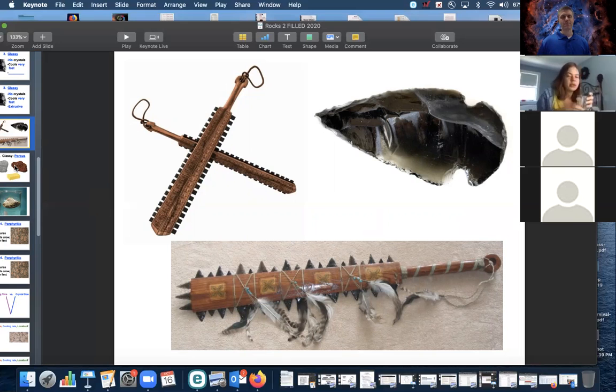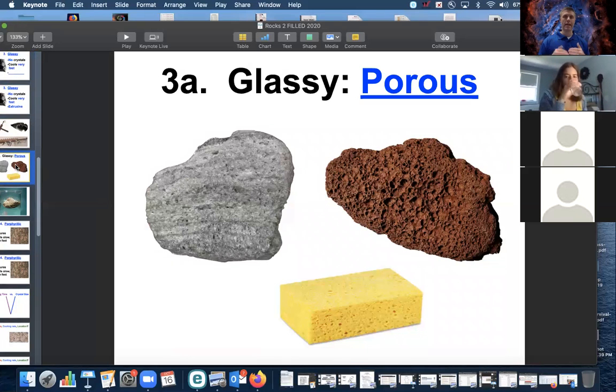The next texture is kind of a subset under glassy, and this does have a glassy texture, even though it doesn't really look like it. Or at least two out of these three things have a glassy texture. Let me put it that way. But these are the porous. What does porous mean? If something is porous, what does it have? Anyone? No one? Something is porous.